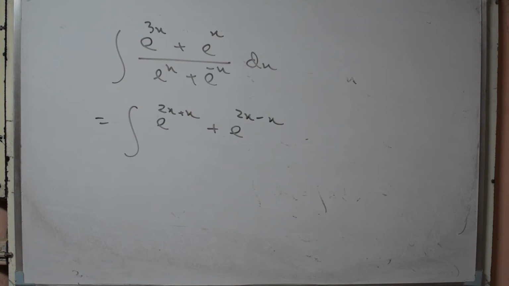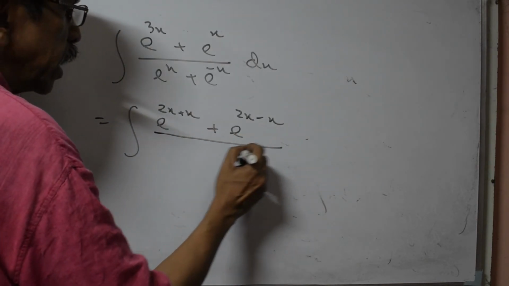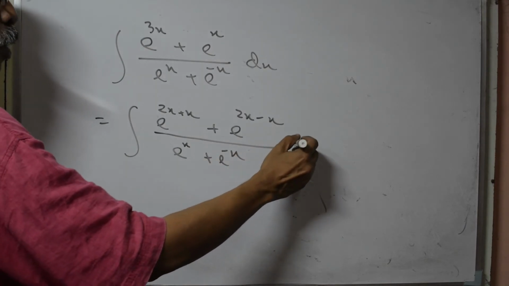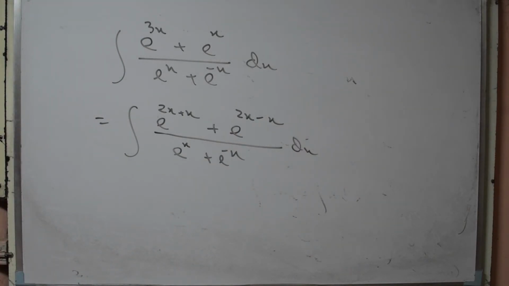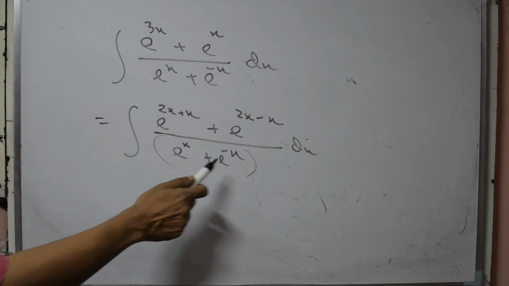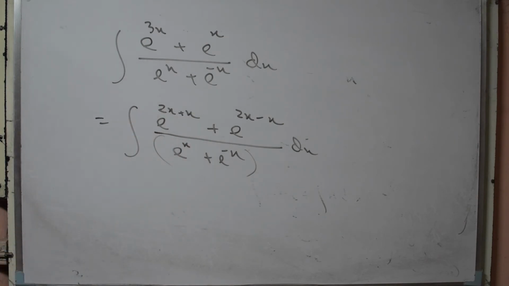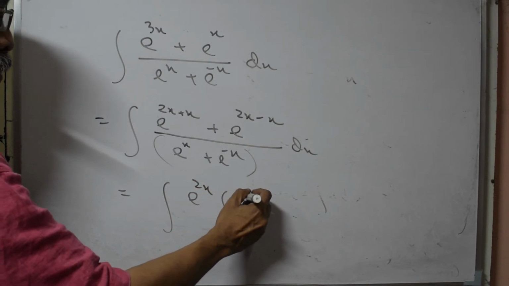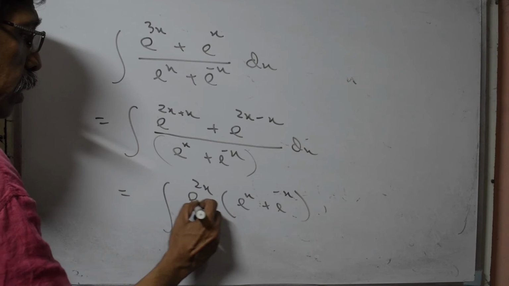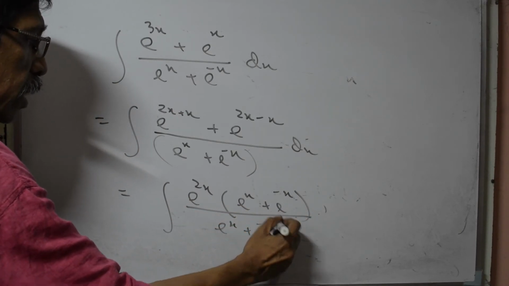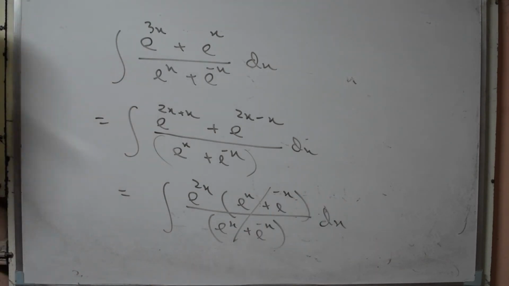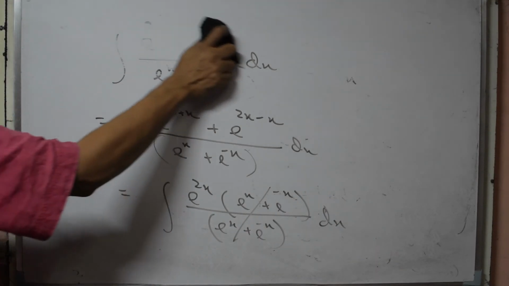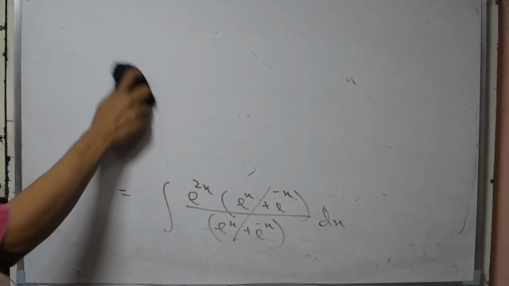Why am I writing this? Because in the denominator we have e to the power x plus e to the power minus x. So in the denominator we are finding e to the power 2x plus e to the power minus x. Now in the denominator we have this expression, and in the numerator we can take e to the power 2x common, because in both terms we have e to the power 2x. If I take e to the power 2x common, we have this expression left, it will be cancelled, and hence our final expression of this integration becomes e to the power 2x only.